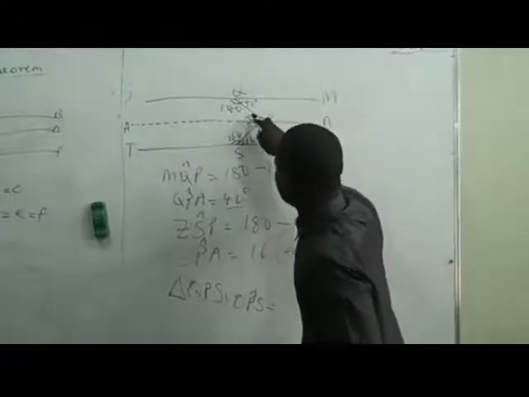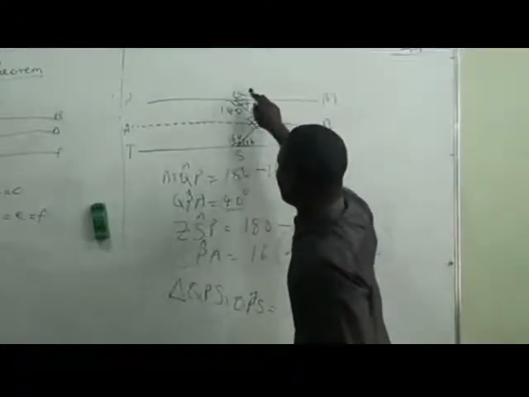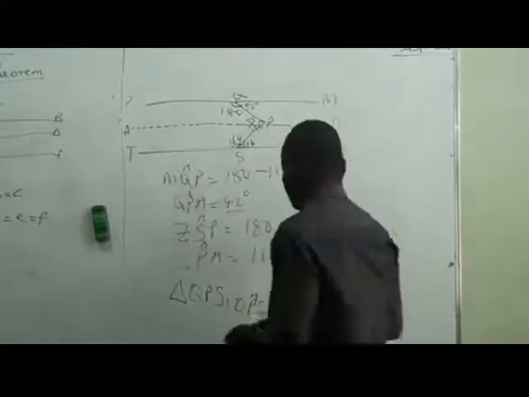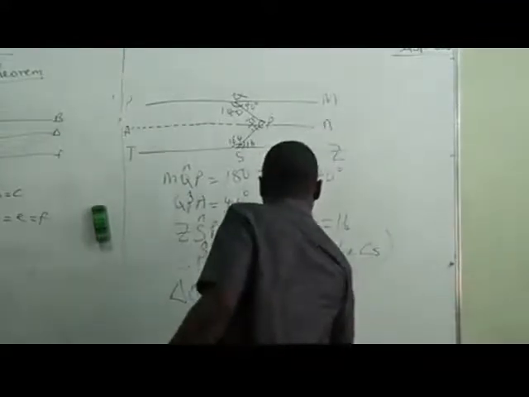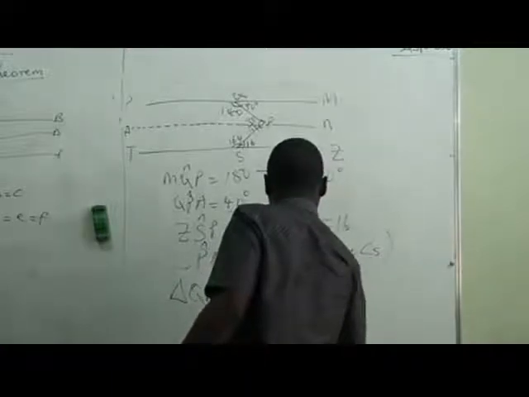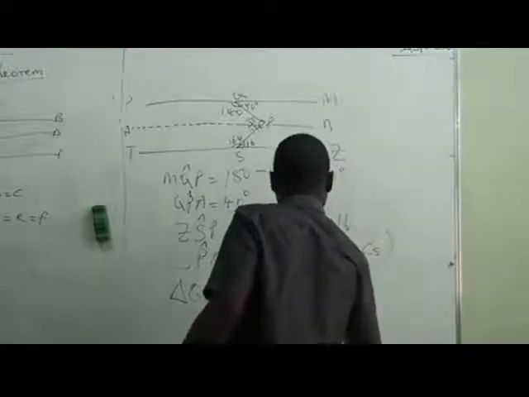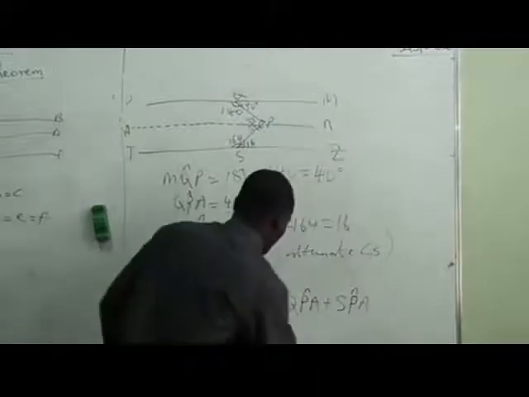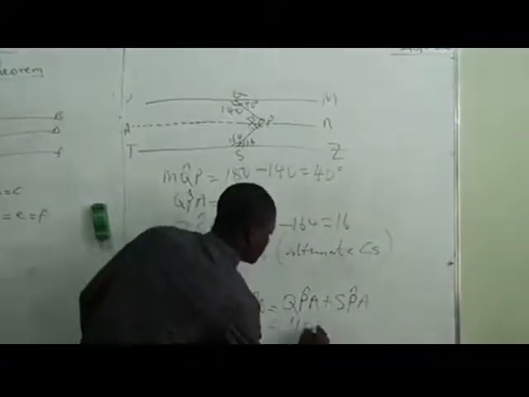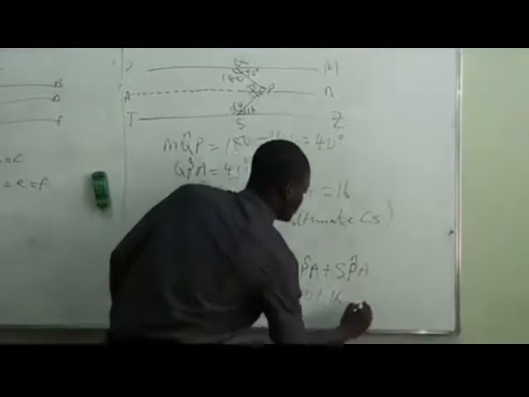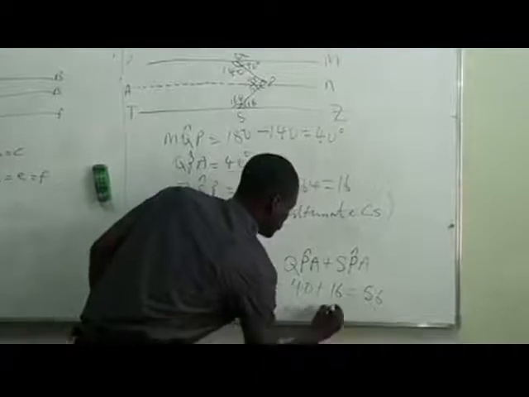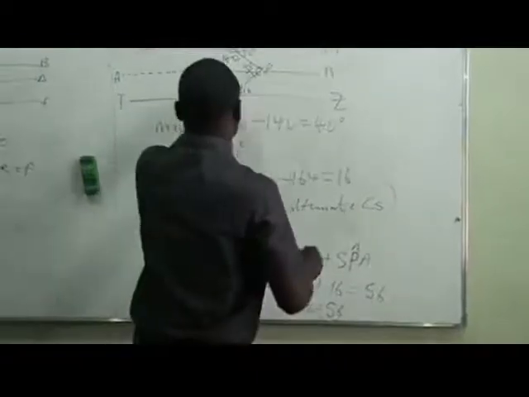Add this, what we have here, QPA and what? SPA. That is angle QPA plus angle SPA, which is what? 40 plus 16, and it's going to give you what? 56. Therefore, x is equal to 56.